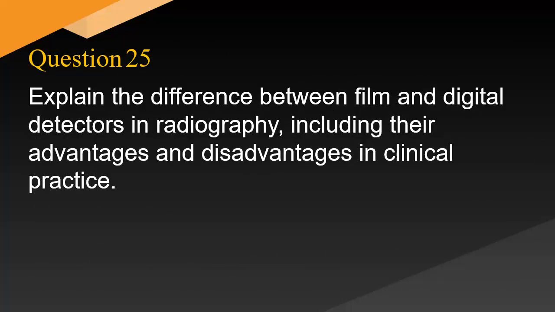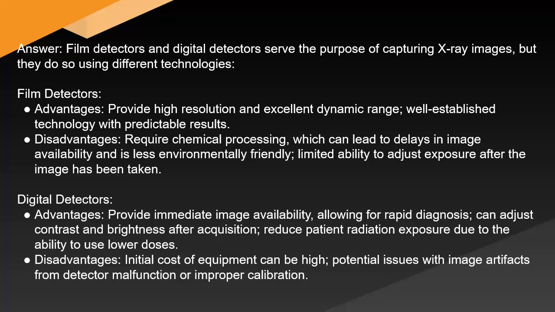Explain the difference between film and digital detectors in radiography, including their advantages and disadvantages in clinical practice. Answer. Film detectors and digital detectors serve the purpose of capturing X-ray images, but they do so using different technologies. Film detectors' advantages: they provide high resolution and excellent dynamic range, and are a well-established technology with predictable results. Disadvantages: they require chemical processing, which can lead to delays in image availability and is less environmentally friendly. Limited ability to adjust exposure after the image has been taken.